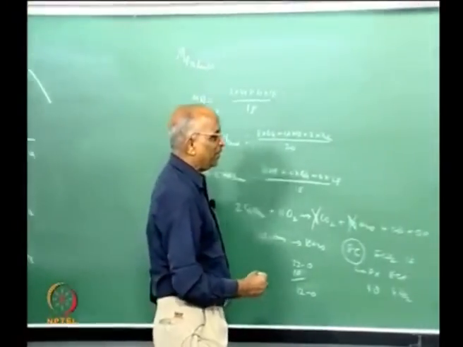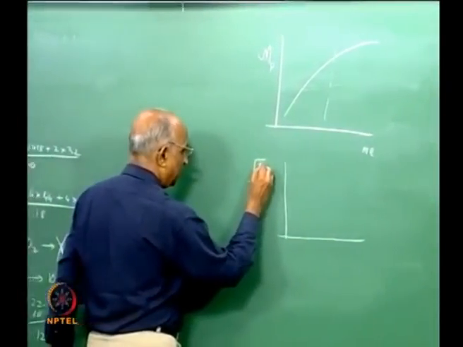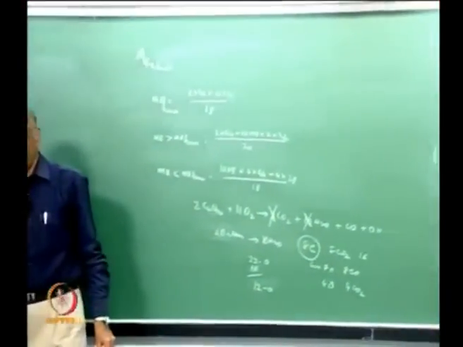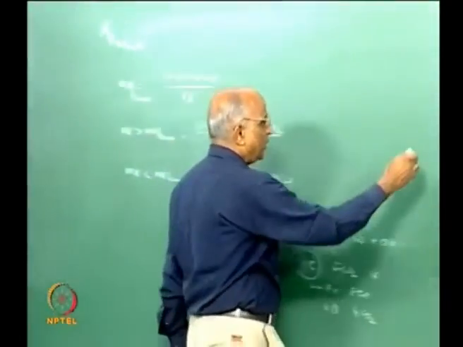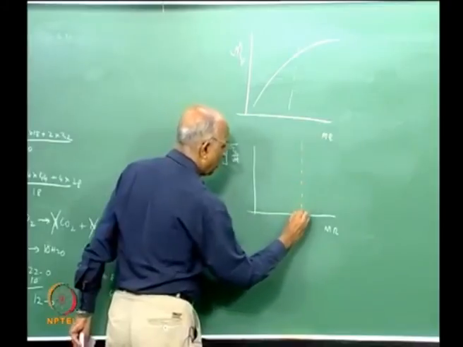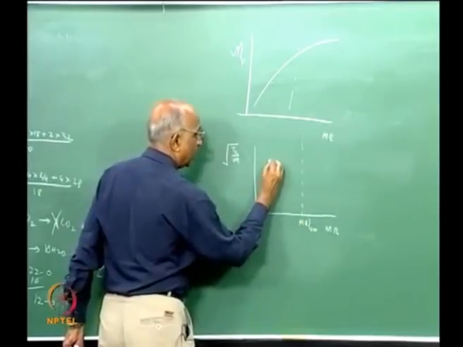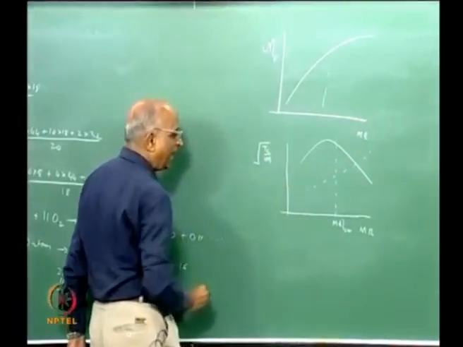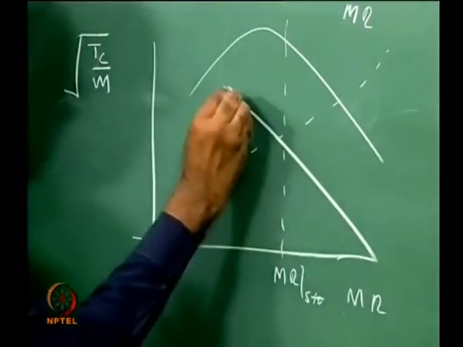And what were we ultimately interested in? We were interested in the value of root Tc by the molecular mass, because C star went as root RTc, where R is R naught divided by molecular weight, into Tc, and of course gamma I am not considering. If I consider Tc by m versus mixture ratio, with the stoichiometric mixture ratio here, my temperature peaked slightly in the fuel rich region, my molecular mass is increasing over here, and therefore the value of this will peak in the fuel rich region.